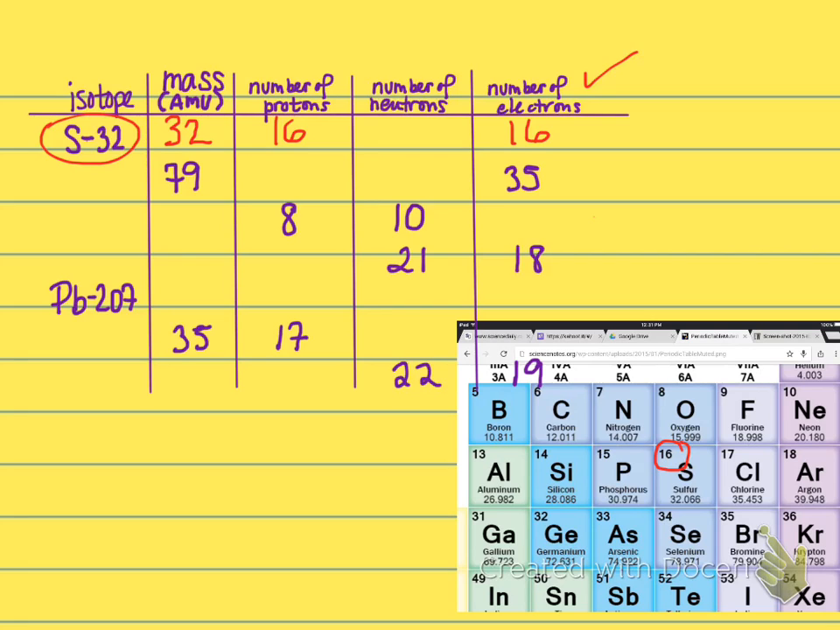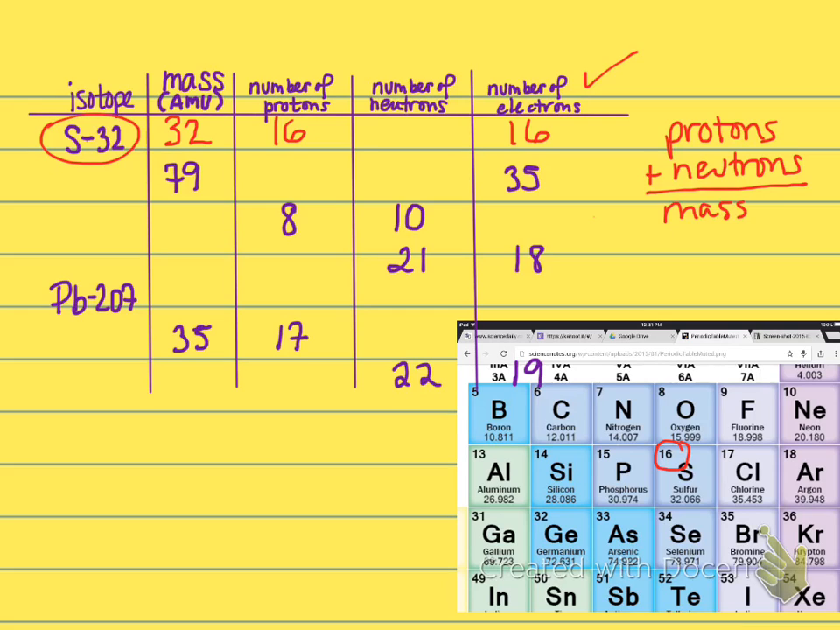If we have a mass of 32 AMUs and 16 protons, how many neutrons does it take to make up the balance of that mass? Well, the mass of any given atom of an isotope is found by adding the number of protons and the number of neutrons. That gives you the mass number.